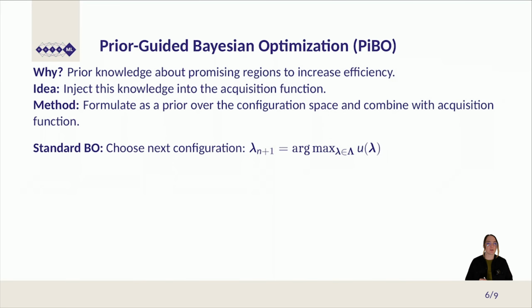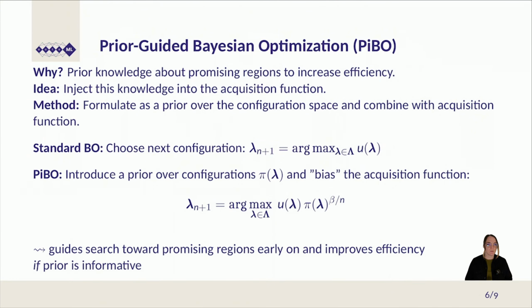So let's recap. In standard Bayesian optimization, for the iteration n+1, we choose the next configuration lambda by maximizing the acquisition function, could be expected improvement. If we modify that, we introduce an additional prior over our configurations, named pi, hence the name PiBO, which biases the acquisition function. We can simply multiply our acquisition function with this pi, and then we add a decaying factor, so this decays with more function evaluations, so that over time the model has more weight. This guides our search towards promising regions early on and improves the efficiency if the prior is informative.